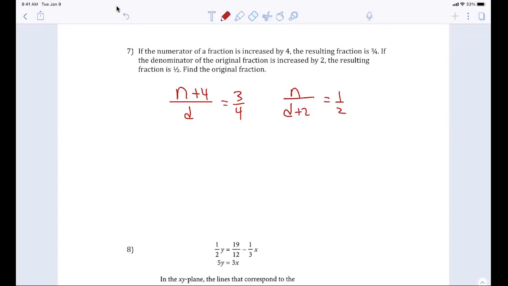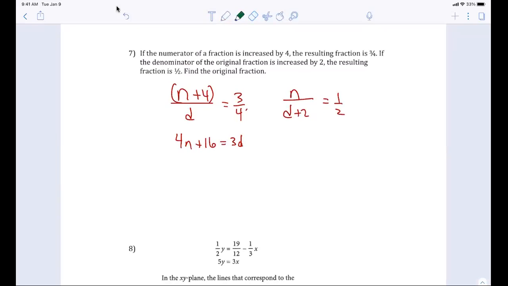And when I cross multiply, 4n plus 16 equals 3d. Does everybody agree with that? Because I multiplied 4 times n plus 4. I multiplied this way, and then I multiplied this way.